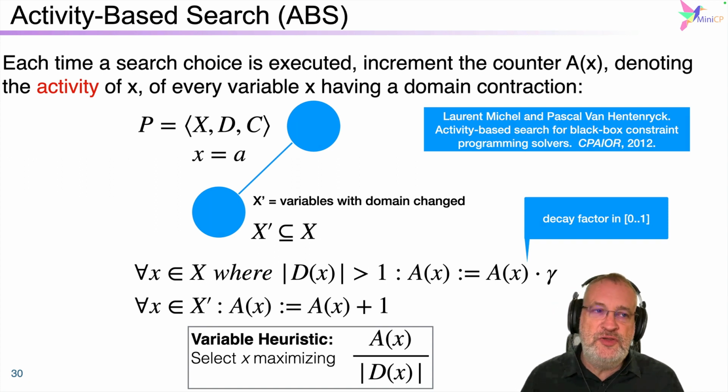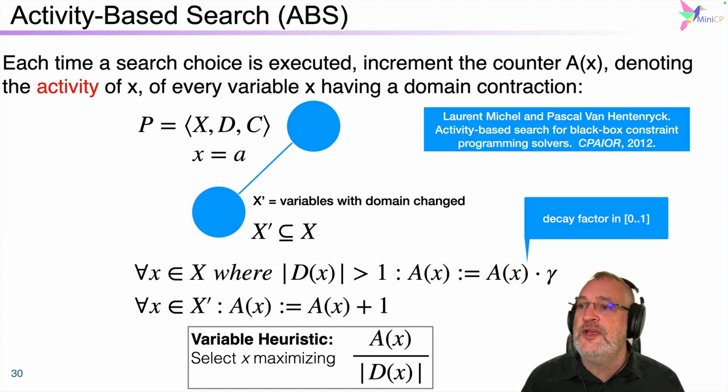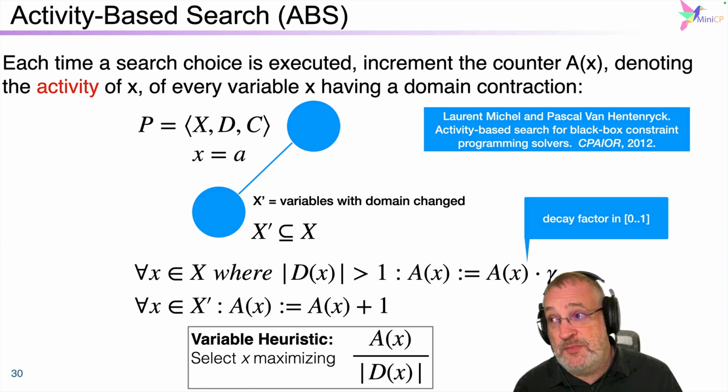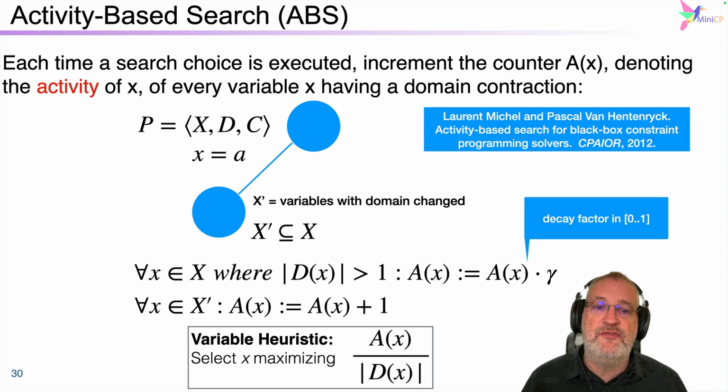Well, it's not too difficult. It's a little bit of statistics to maintain, as always. But each time a search choice is created, we're going to increment a counter AX for the number of activity engagement for variable X. That's the activity of variable X. And it's going to tell us how often we have contracted.